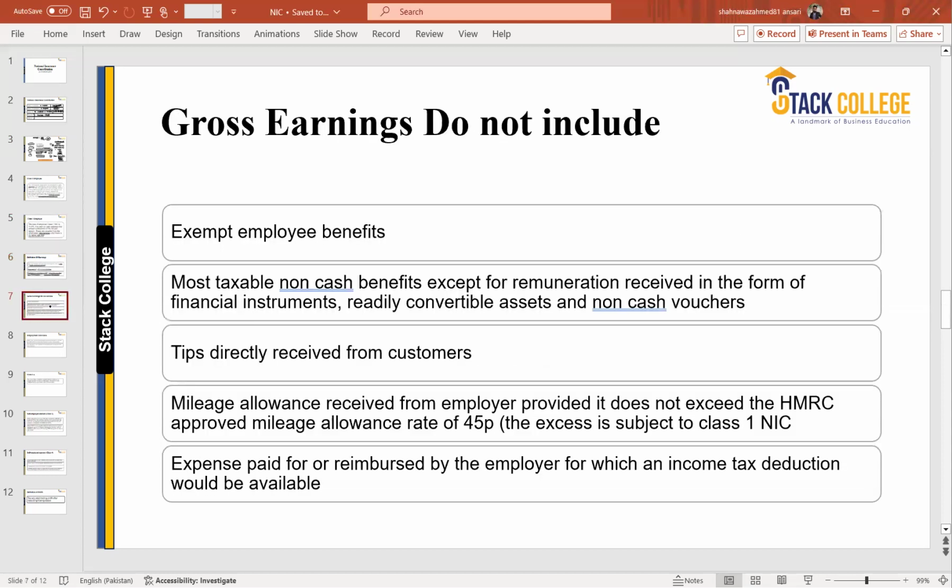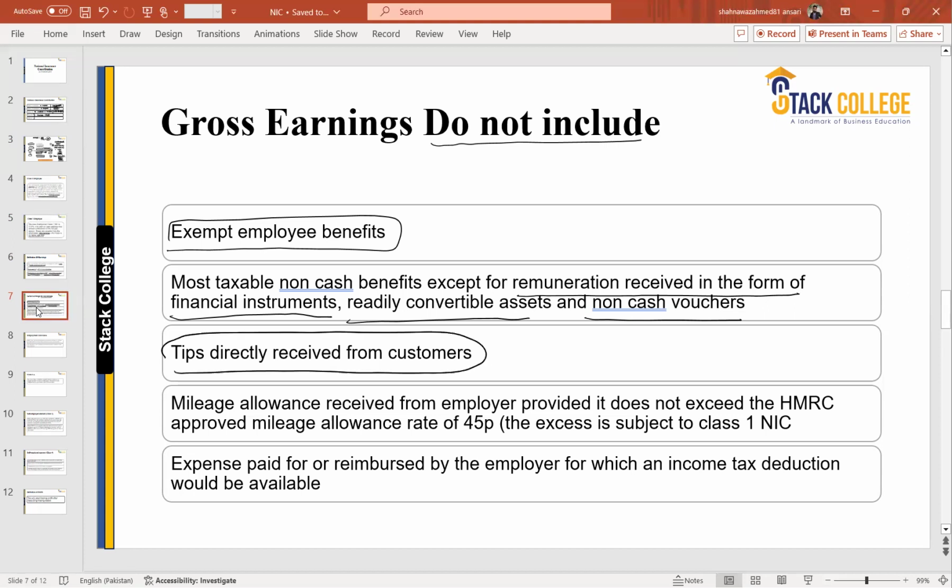Gross earnings do not include exempt employment benefits and most taxable non-cash benefits, except for remuneration received in the form of financial instruments, readily convertible assets, and non-cash vouchers. These are in the definition of cash assets. Similarly, tips directly received from customers will not be part of earnings.